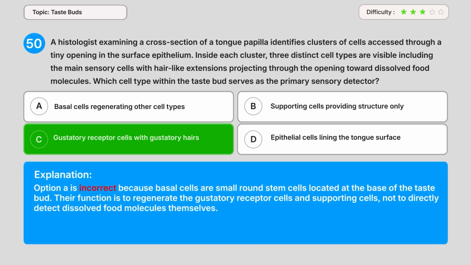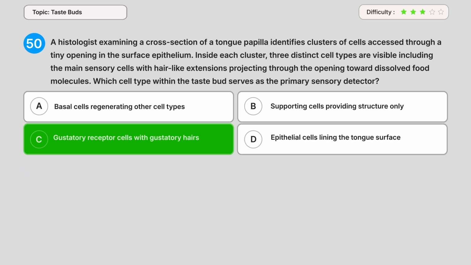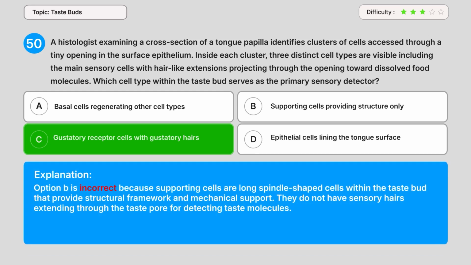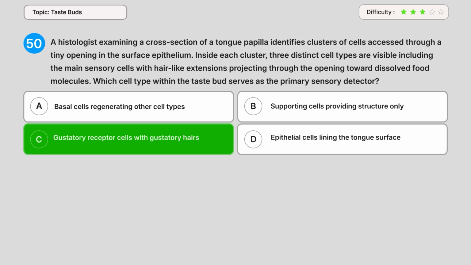Option A is incorrect because basal cells are small round stem cells located at the base of the taste bud. Their function is to regenerate the gustatory receptor cells and supporting cells, not to directly detect dissolved food molecules themselves. Option B is incorrect because supporting cells are long spindle-shaped cells within the taste bud that provide structural framework and mechanical support. They do not have sensory hairs extending through the taste pore for detecting taste molecules.